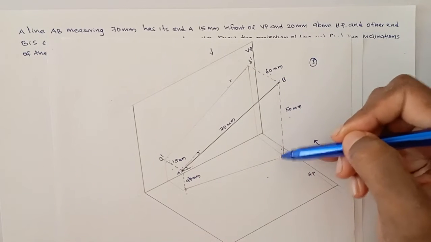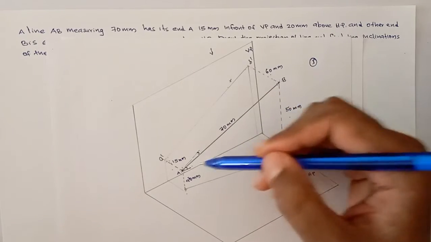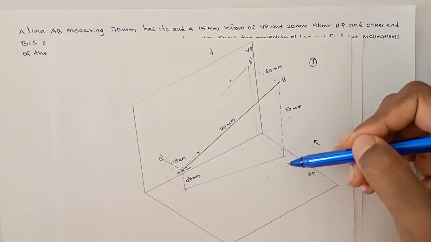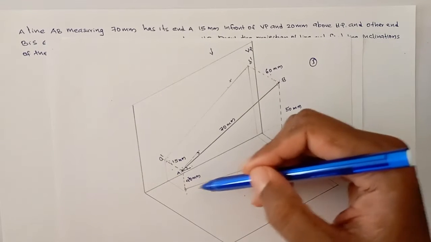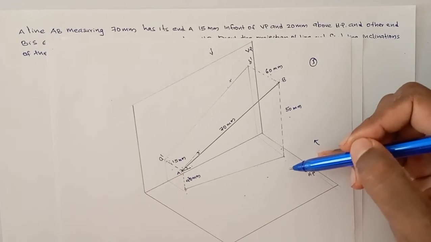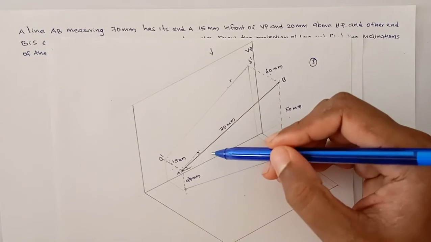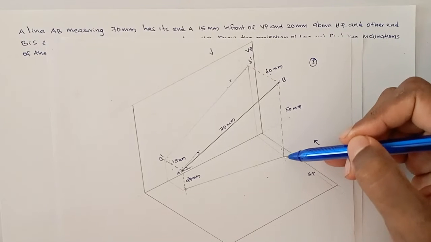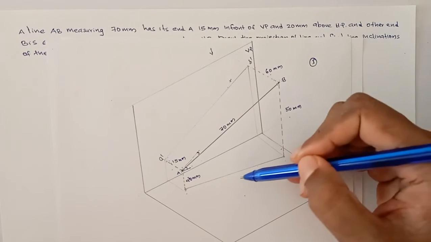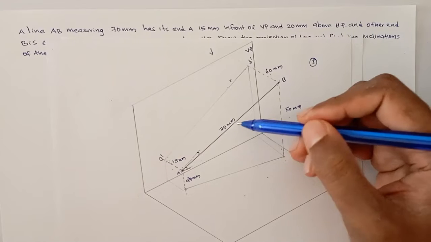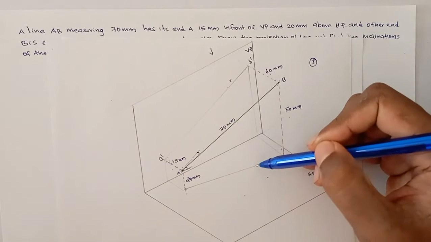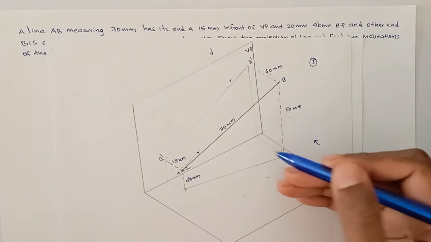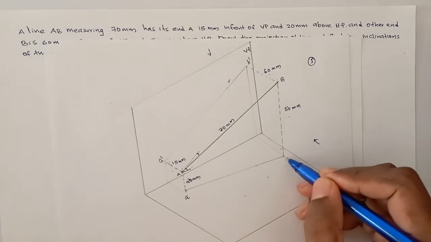Then what about this top view? If this line AB is parallel to HP, this is our HP, then you will get true length in the top view. That is, the image, the shadow will be in true length. But here the line makes an angle with the horizontal plane. So you will get a projection whose length is less than the true length. So the 70 mm is our true length. This length will be reduced length. We don't know the length, but it will be less than 70 mm. This is our top view AB.